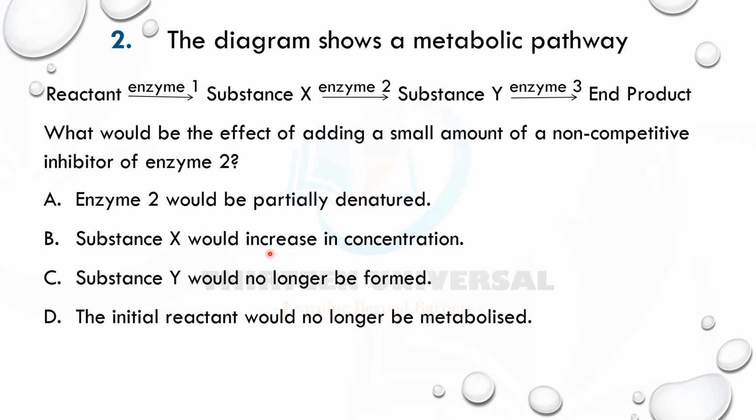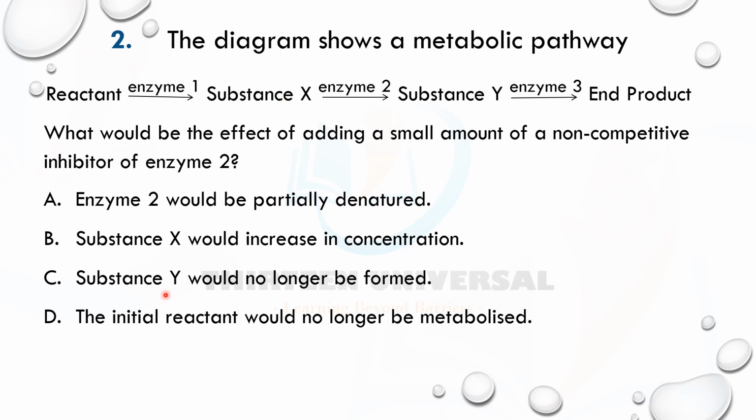B says substance X would increase in concentration. Now, if you inhibit some of this enzyme 2, remember that enzyme 1 is still breaking down the reactant to substance X. But because it's just a small amount of non-competitive inhibitor that's added, some of the enzyme 2 is still working. So the amount of substance X converted to substance Y is small. So this would increase. That makes sense.